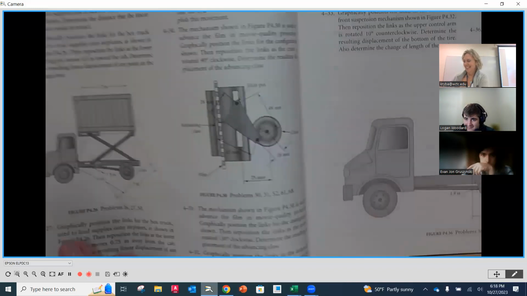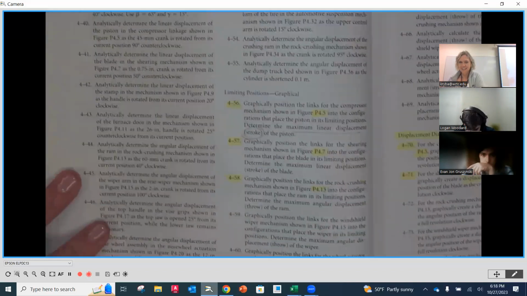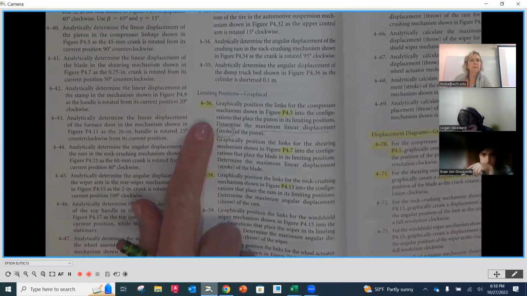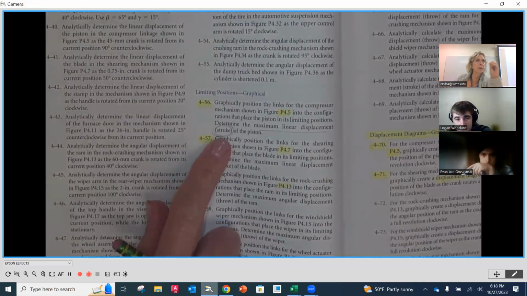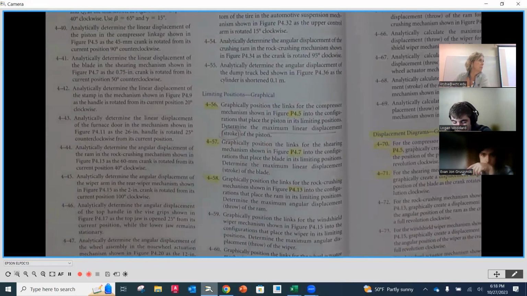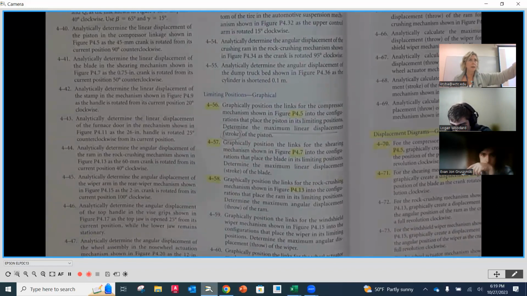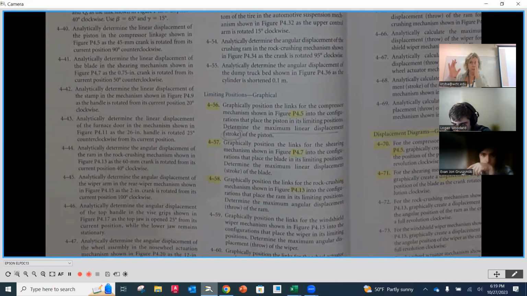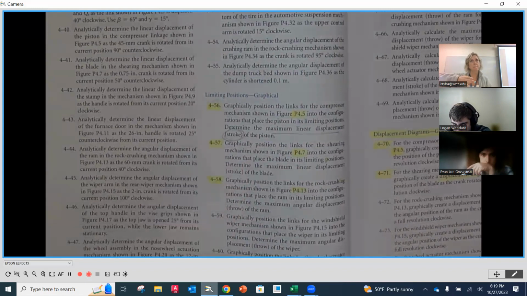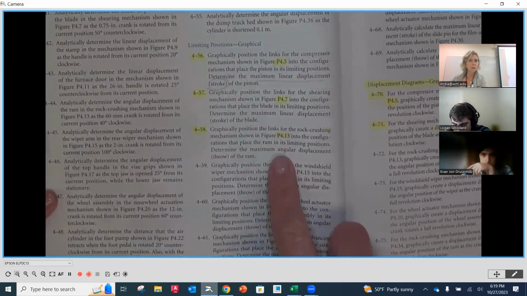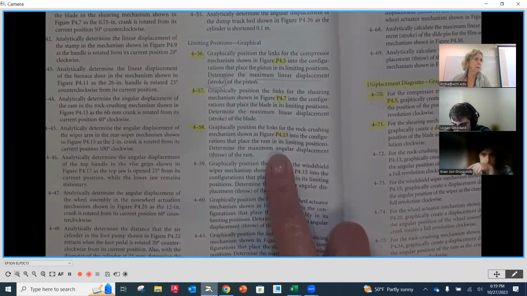Turning the page. Limiting positions. So number 5-6 here. This is doing the limiting positions and determining the stroke for that very first piston arrangement of 4-5. So you're going back to that first diagram that you made. And now you're going to figure out how far it's going to go out, how close it's going to come in, and the difference between those two is going to be our stroke. You're going to do the very same thing for the vertical blade going up and down, the offset slider crank. And then you're going to do the same thing, but this time angular displacement, on the rock crusher mechanism.